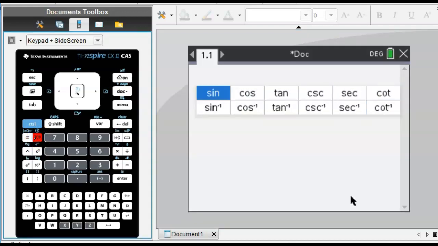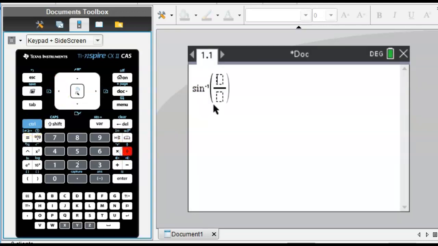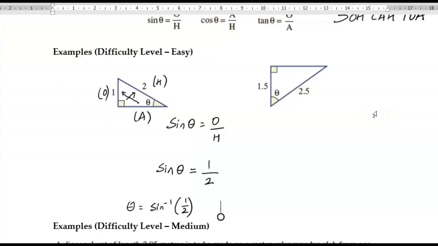For side lengths, we had a look at the top row. For finding the size of an angle, we are going to have a look at the second row, which is where the inverses are. So we have to select sine inverse, and inside the bracket, we're going to enter the half, which was in the question. Control enter. That gives us the value for the angle in this question, which equals 30 degrees. So the answer for theta is equal to 30 degrees.